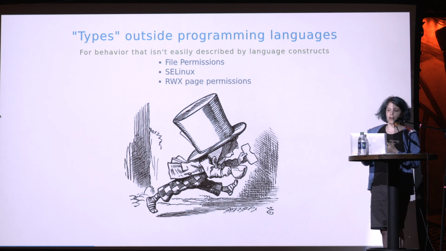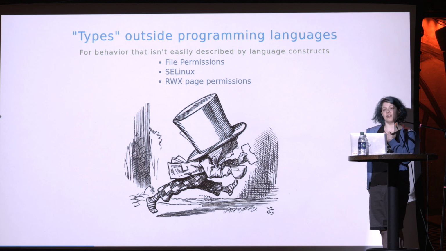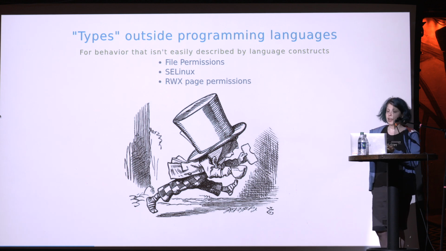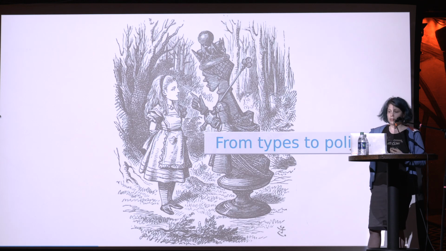Types outside of programming languages: these are things I consider types in their own ways. File permissions can be felt like a type, and there's some enforcement there by the kernel. SELinux is this very fine-grained type system on syscalls in Linux. And then there's a coarser one, read, write, execute permissions across pages.